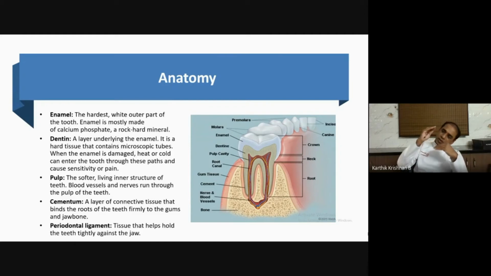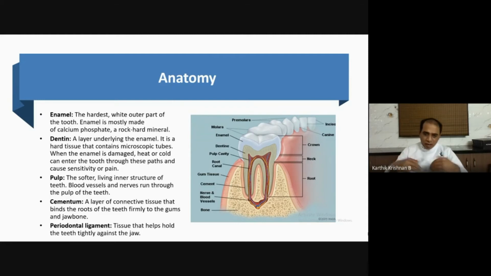Okay, the tooth can be divided into the crown and the root part. The crown part will have dentine and the enamel. When it comes to the root part, the inside part is the dentine. The outer layer is called the cementum. It's a layer of connective tissue that binds the roots of the teeth firmly to the gums and the jawbone.